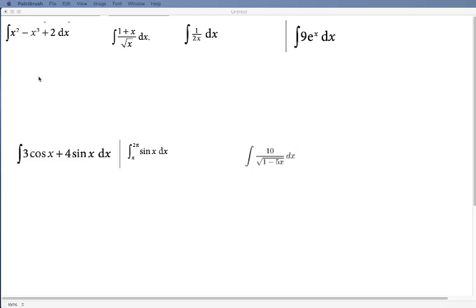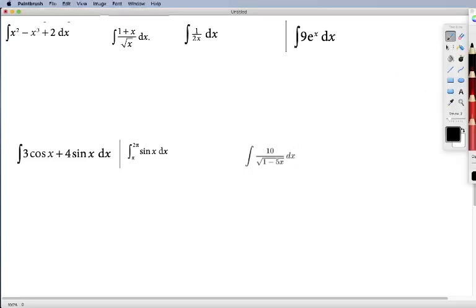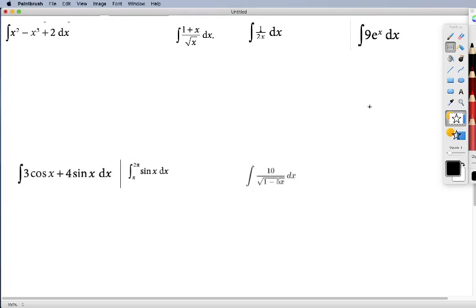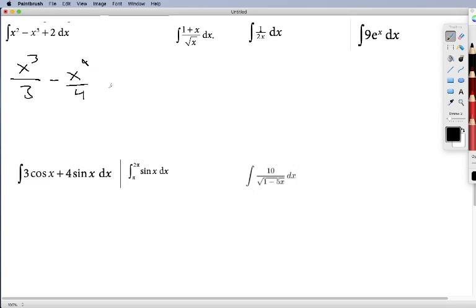Okay, for these integral questions, they're pretty straightforward. We'll take a look at them just to see how to go about doing them. These were quite simple, I thought. So most people got this one first. If you integrate this, you should get x cubed divided by 3 minus x to the 4 divided by 4 plus 2x plus c. That was a very basic one that you had to do for the first one.